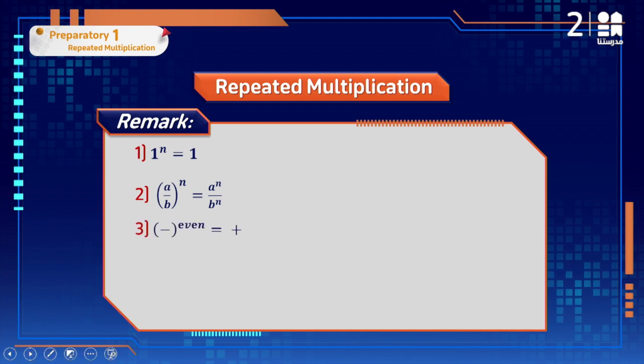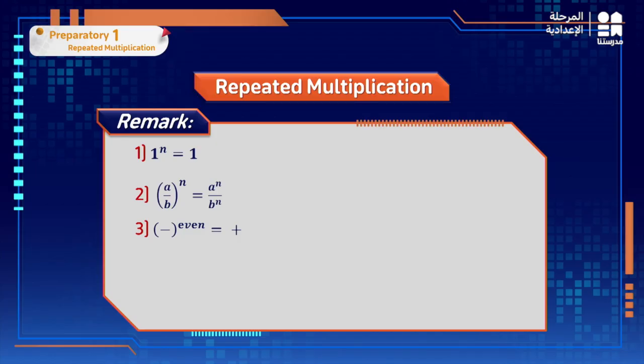3. Any negative number to the power of an even number is positive. So when we have, for example, negative 2 to the power of 4, look at the exponent at the top. If it is even, immediately ignore the negative sign.